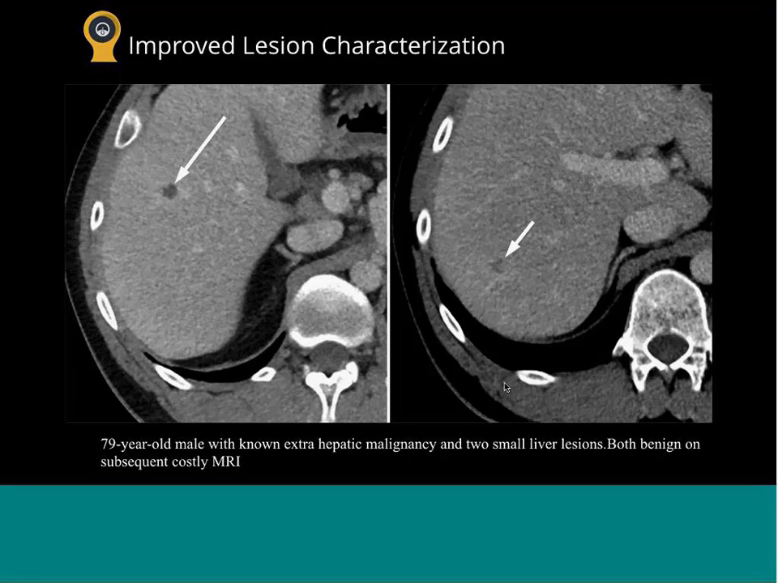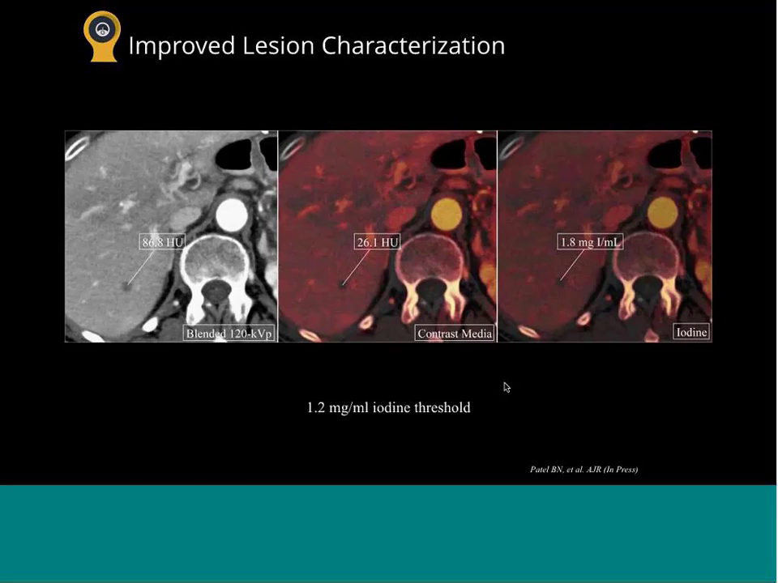How do you tell? You can't put an attenuation on this thing. There's no attenuation characteristics that will reliably differentiate benign lesions from malignant lesions using attenuation. We know this, okay? Dual energy can help. We did this study. This is now coming out in AJR. We showed that attenuation is not reliable, but you can quantify the iodine and you can reliably separate malignant and benign lesions, okay?